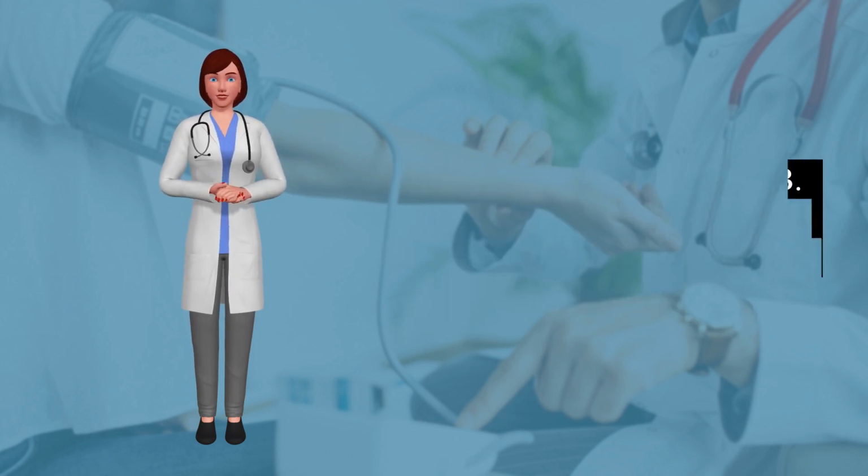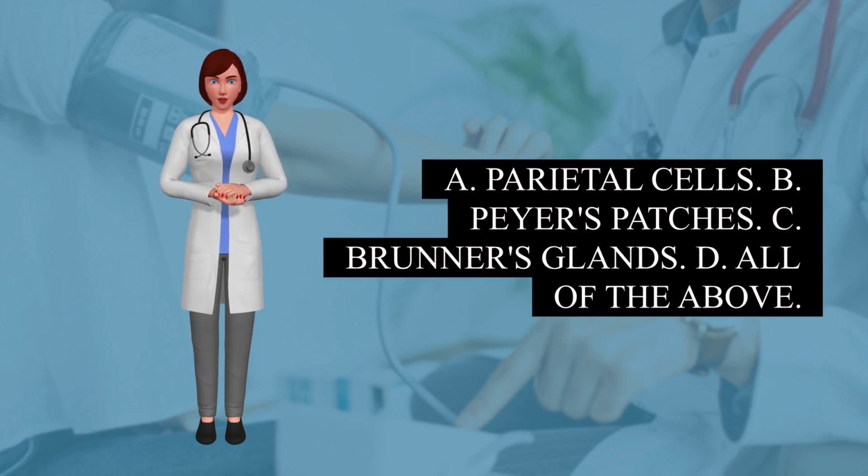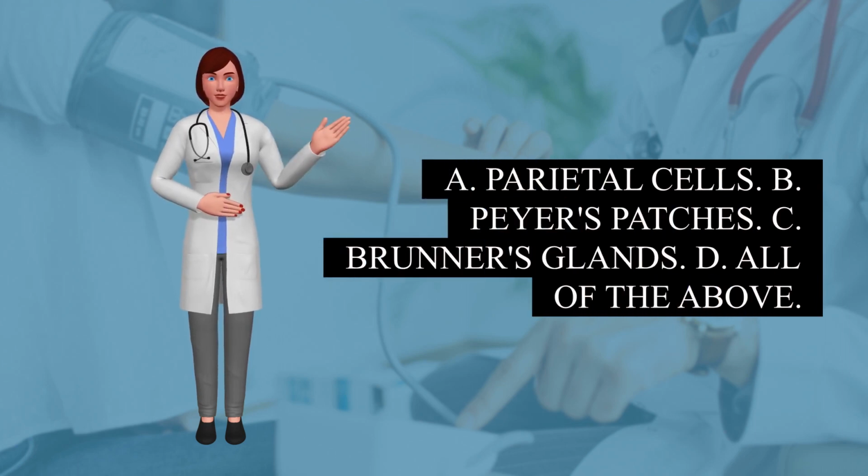Gastric pits have A. Parietal cells. B. Peyer's patches. C. Brunner's glands. D. All of the above.